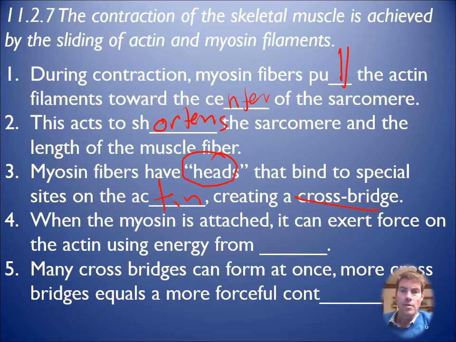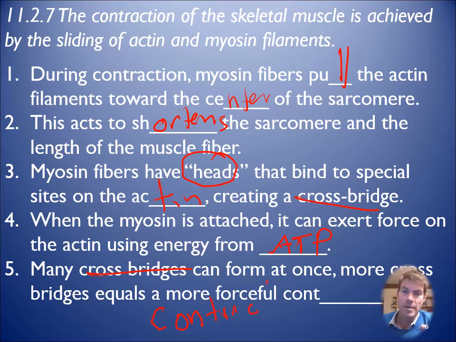And when it's attached, it can exert force from energy. What is that molecule that provides energy for all cellular action? Starts with an A, as you can see, and we abbreviate it ATP, adenosine triphosphate. So many of these cross bridges can form at once. More cross bridges gets you a more forceful contraction.